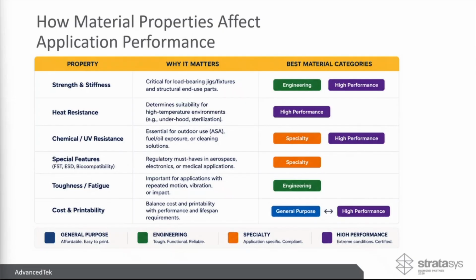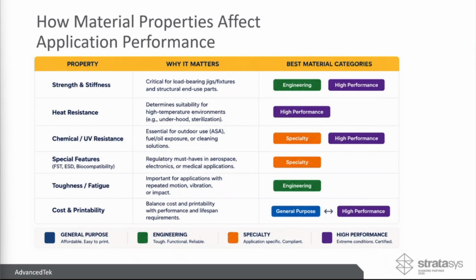Chemical and UV resistance is essential for outdoor use, fuel and oil exposure, or cleaning solutions. Probably want to go with your specialty or high performance materials. If you have any special needs like FST, ESD, or biocompatibility, or regulatory must-haves in aerospace, electronics, or medical applications, you're probably going to want to go with your specialty materials.